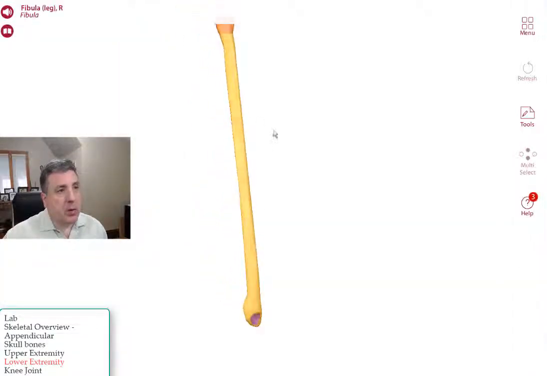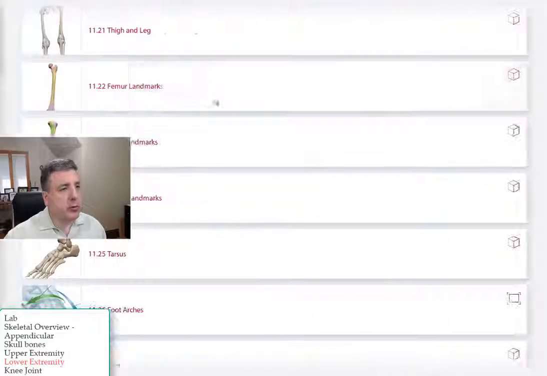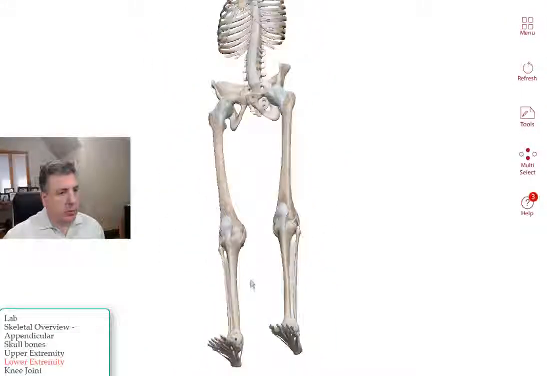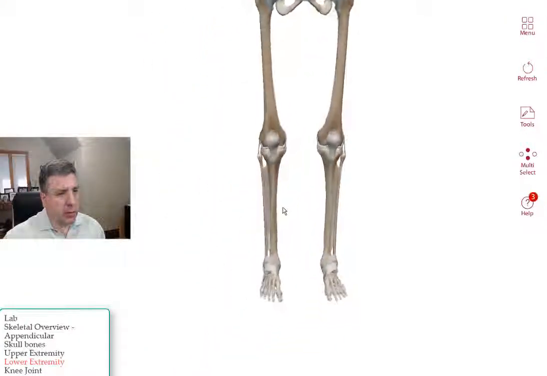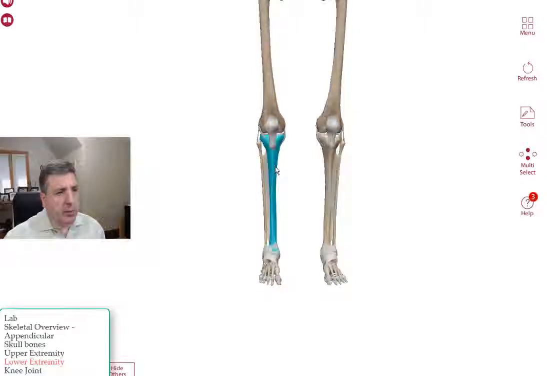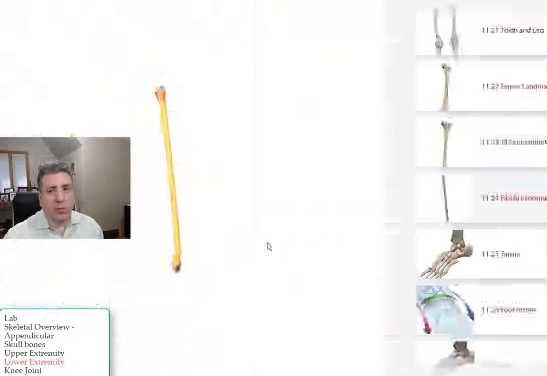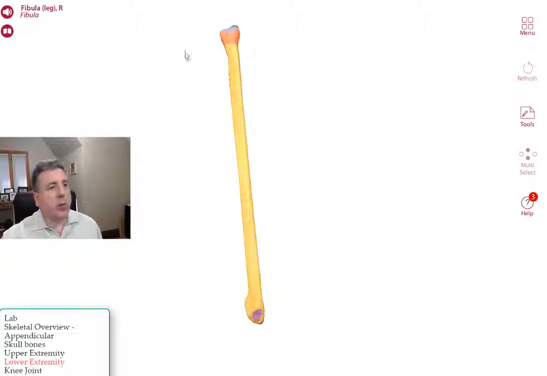Okay, so this is the fibula. I'll tell you what, let me go back to show you really quick those structures. Let me rotate it around. Okay, so we just looked at the tibia. Now we're going to be looking at the fibula, which is this bone. Let's look at the key things that we want here.